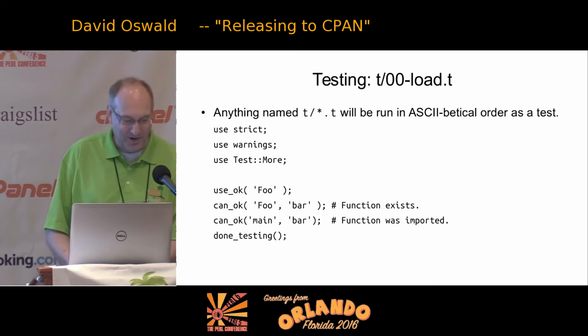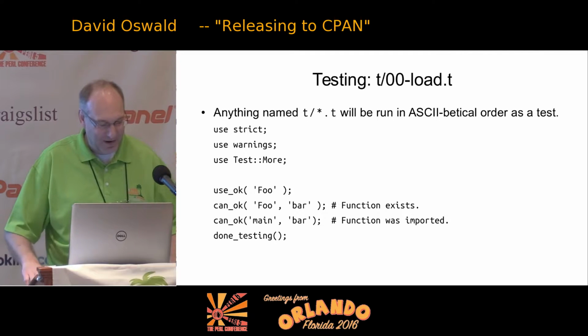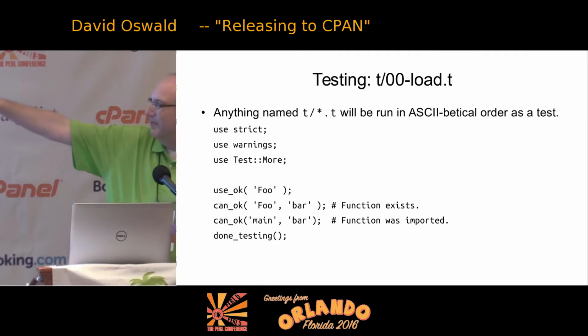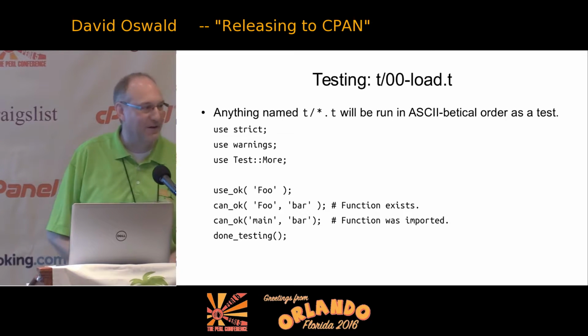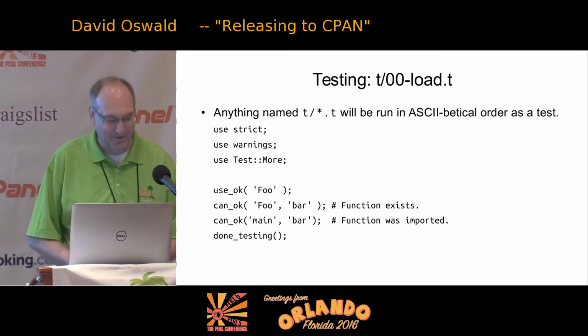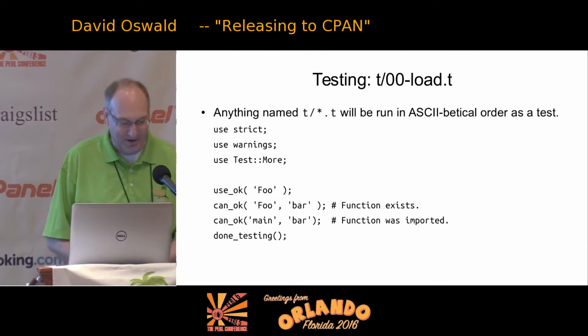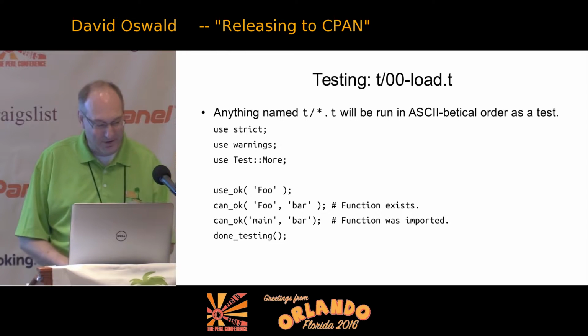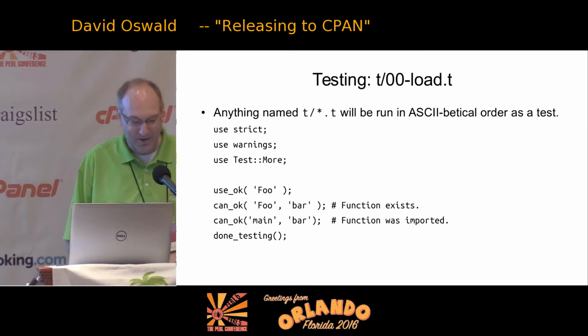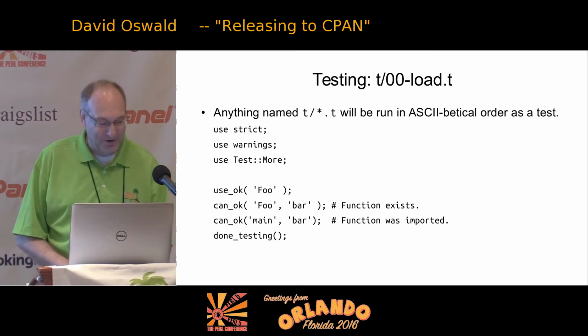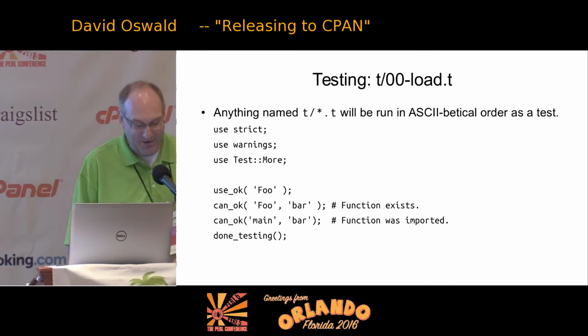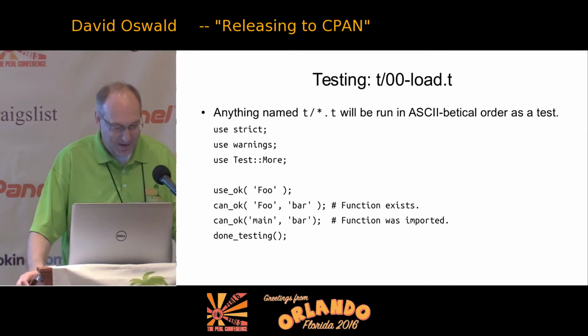We use strict, use warnings, use Test::More, and then use_ok Foo. We're just seeing if the module can load without compilation error, for example. can_ok Foo, bar: can the Foo module run the bar method or the bar subroutine? The function exists. can_ok main, bar is asking, does this distribution export into the calling package the method bar? And then we're done testing.